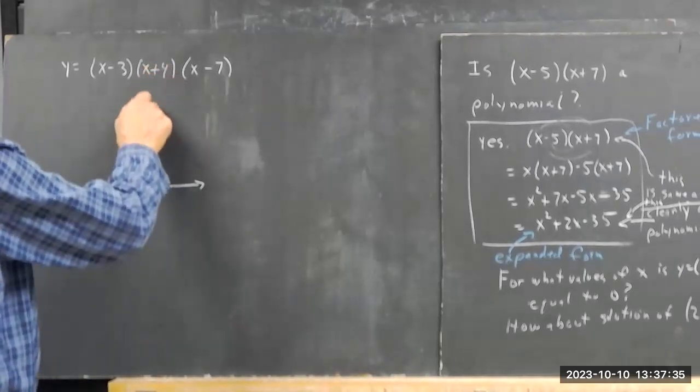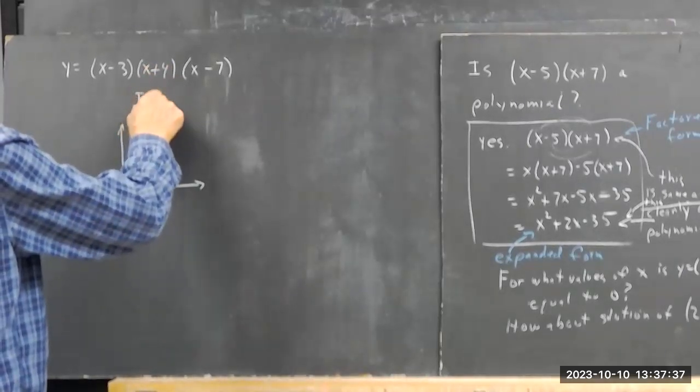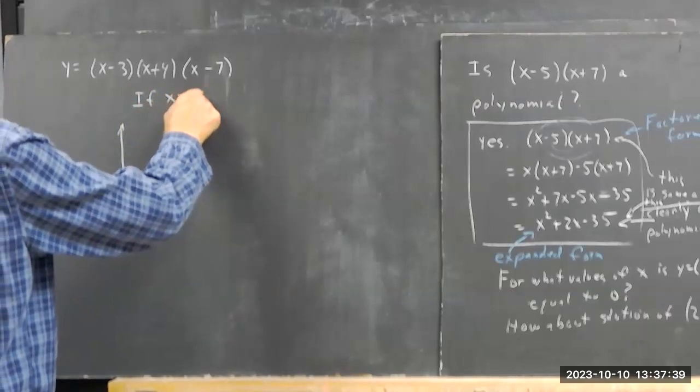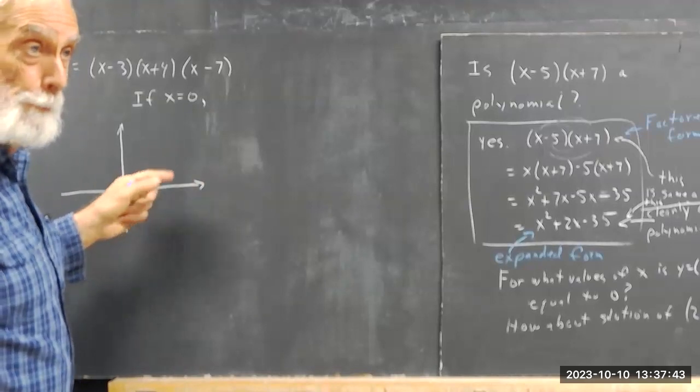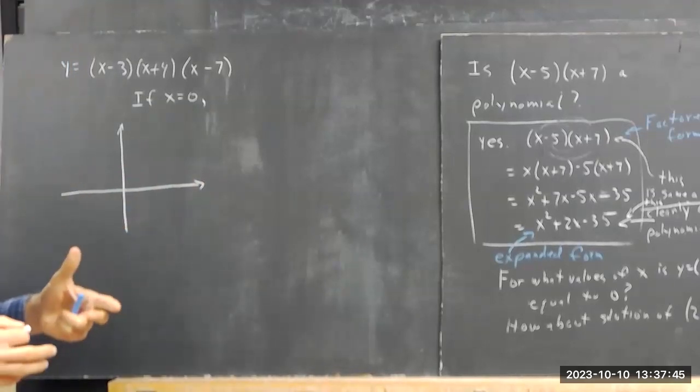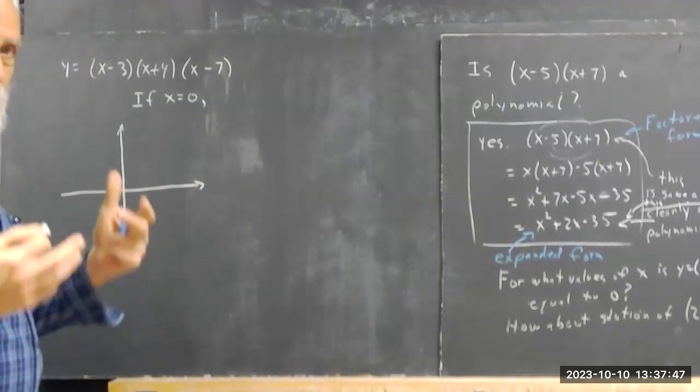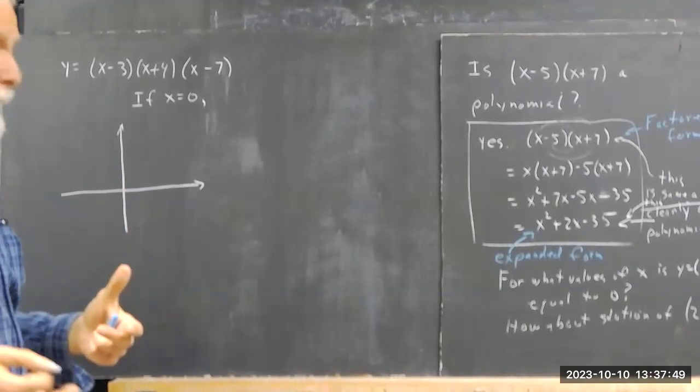So, well, easy point to get, you let x equal 0. For most functions, or for a lot of functions, you see, it's pretty easy to figure out what you get when x equals 0.